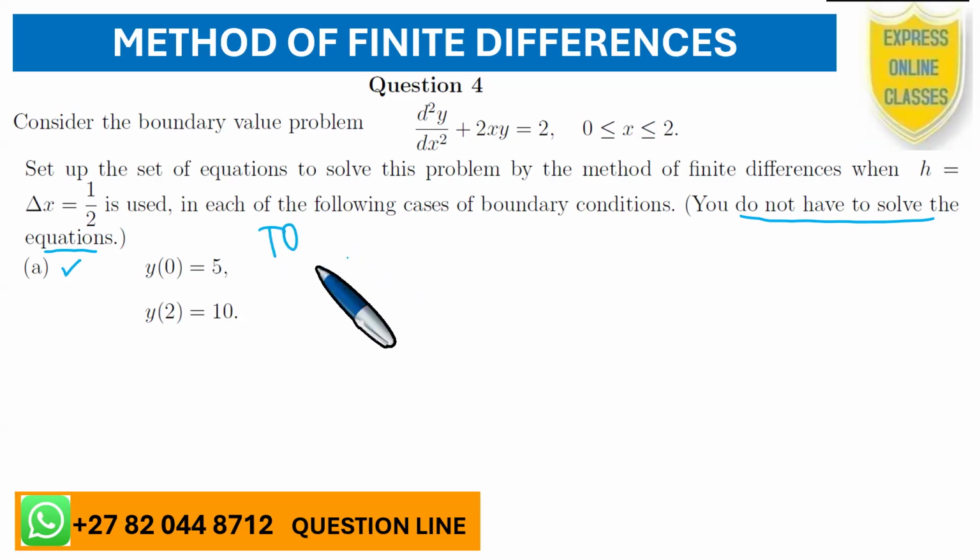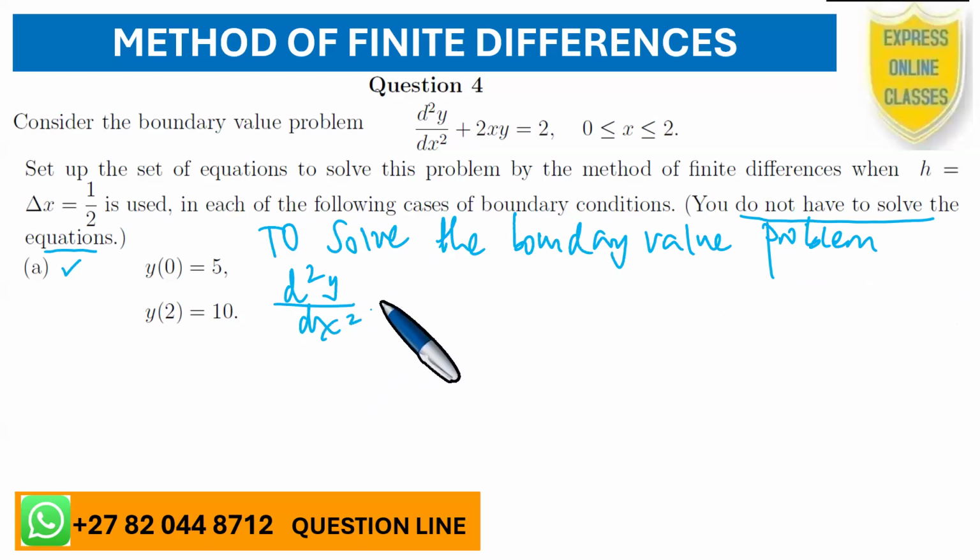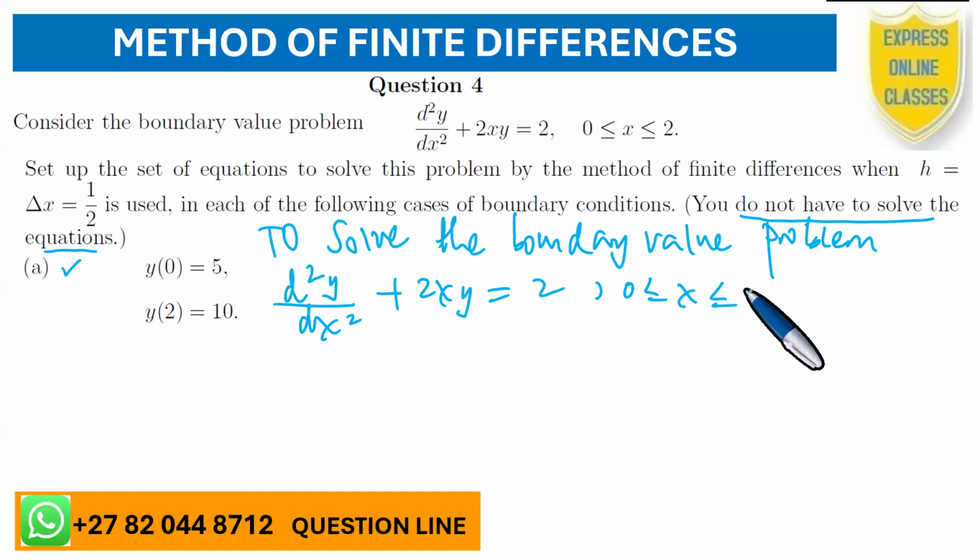Now, to begin with, we note that we want to solve the boundary value problem d squared y dx squared plus 2xy equals 2, which is the given problem. x itself lies between 0 and 2. Why is it called a boundary value problem? Because there are boundary conditions, and these are the boundary conditions: y at 0 is 5, y at 2 equals 10. Right, so we continue to analyze this.